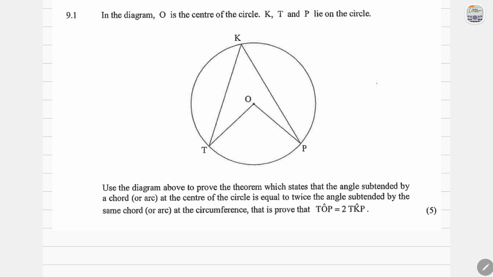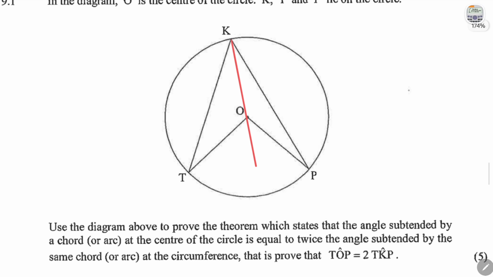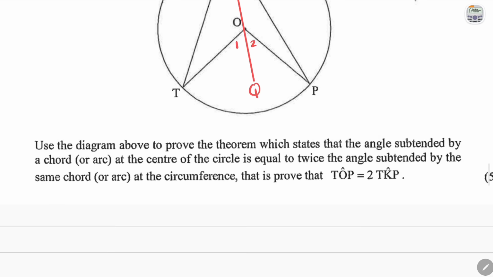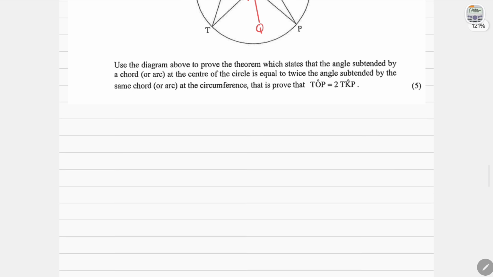With this one, we're going to draw a radius from K to O first, and we're going to extend it to a point, and we'll call that point Q, seeing that P is already there. Once you do that, we are going to name these angles. So this is now angle K1 and angle K2, and that's angle O1 and angle O2. Just make sure to write down any constructions you have made.